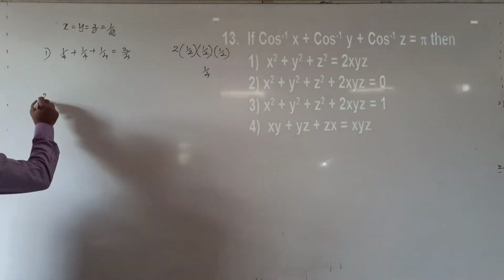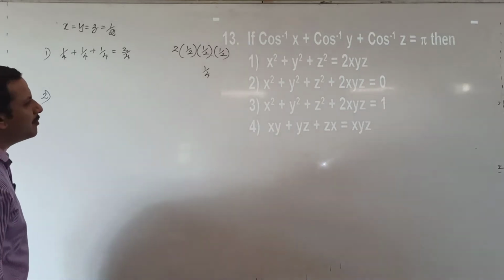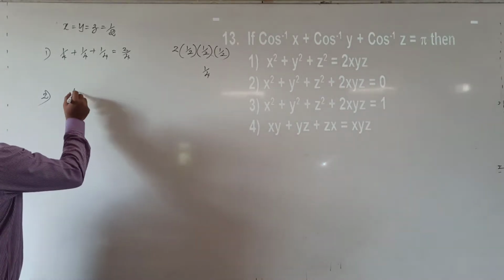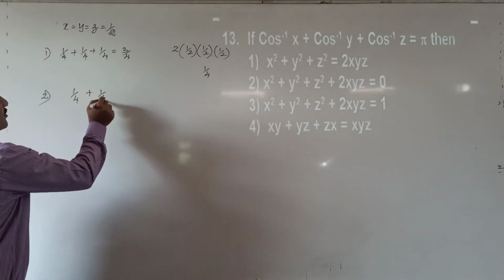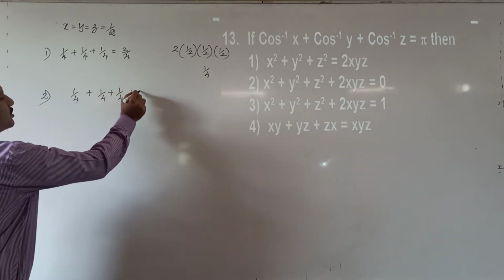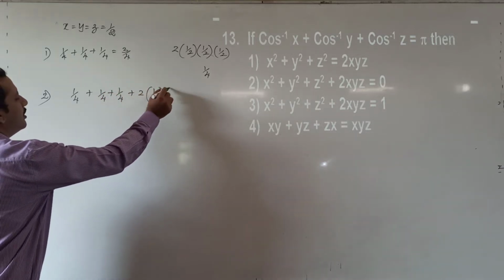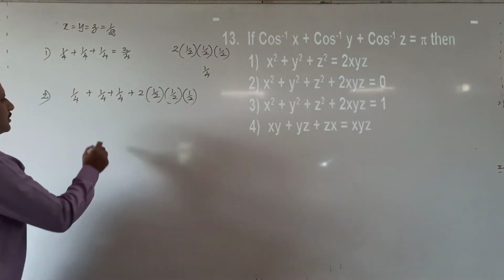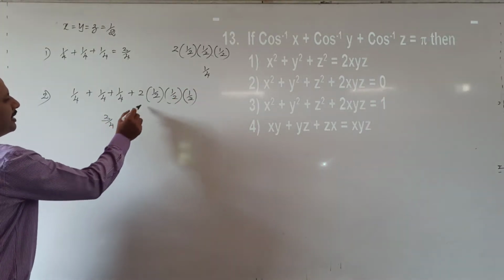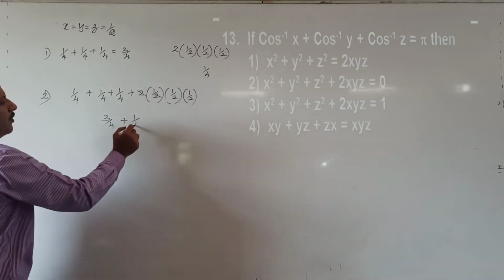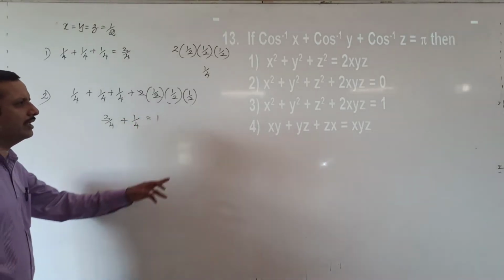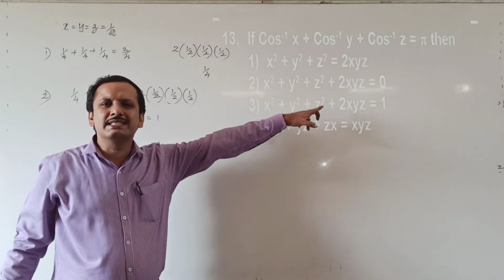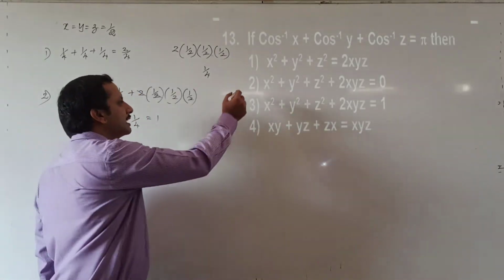Look at second option. In the second option, if I put x, y, z as 1 by 2, 1 by 2, 1 by 2, we are getting 1 by 4 plus 1 by 4 plus 1 by 4 plus 2 into 1 by 2 into 1 by 2 into 1 by 2. So this is 3 by 4 plus 1 by 4, which is 4 by 4, 1. But what we have on RHS is 0. So second option ruled out.